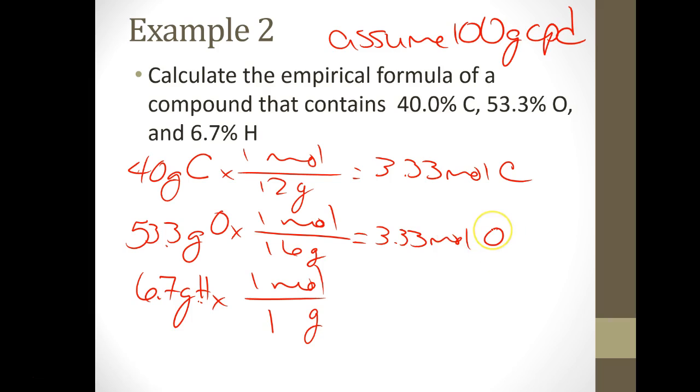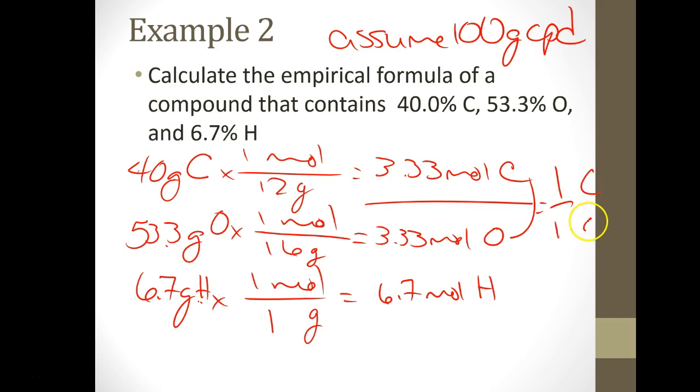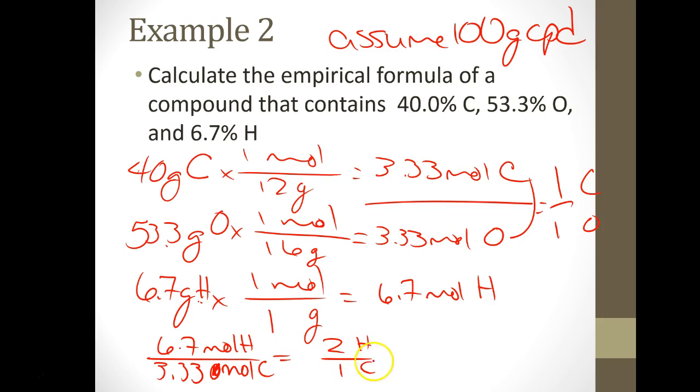Moles of oxygen, and then I have 6.7 moles of hydrogen. Now these two, I think it's pretty obvious if I divide that out, that's a 1-to-1 carbon to oxygen ratio. If I take my 6.7 moles of hydrogen and divide by the smallest number, which is 3.33, it doesn't matter which one I even choose. I can choose carbon or hydrogen or oxygen because they're the same ratio. Divide this out, I get a 2-to-1 hydrogen to carbon.